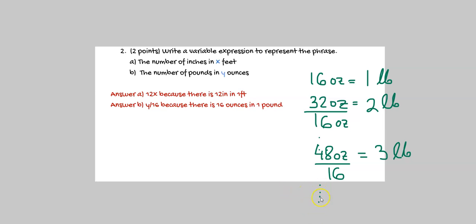If we continue like this, we will notice that every time we're dividing by 16. We want to take Y ounces, divide them by 16 and see how many pounds we have in it, because one group of 16 ounces represents 1 pound. So that's why the algebraic expression, or variable expression, is Y divided by 16.